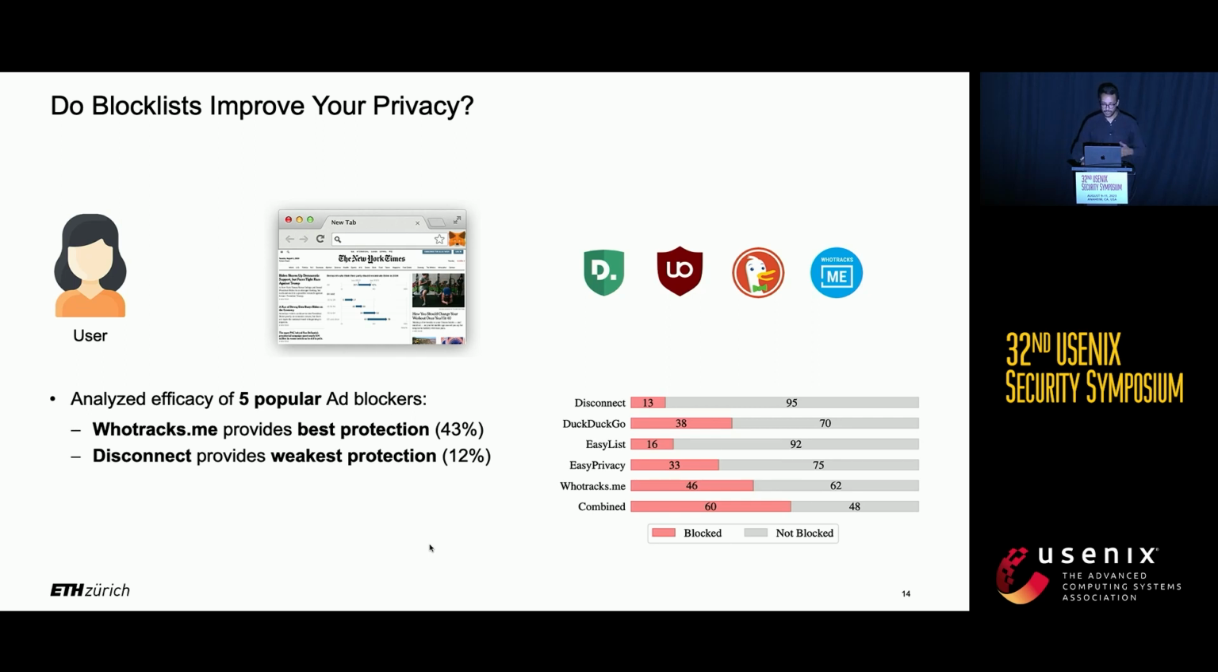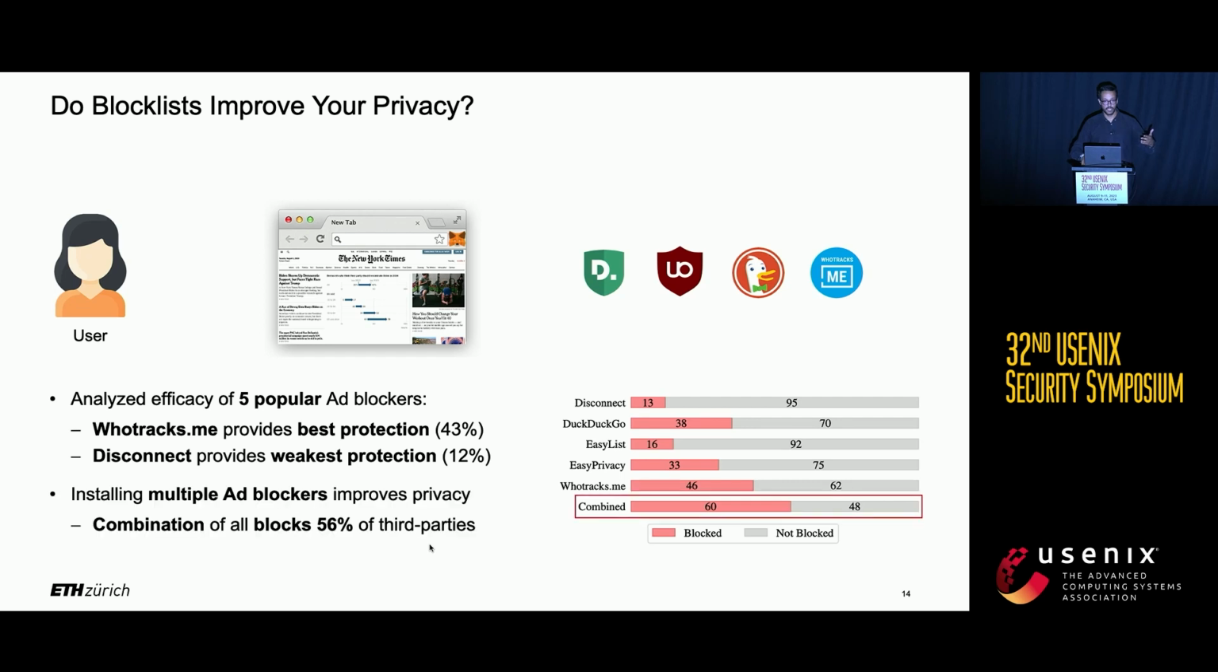And then usually people say the more the better, right? So we tried to check the combination of these. If you install all 5 of them, what happens? Yes, more requests are blocked. The combination results in 56% being blocked. However, this still means that 44% are not being blocked.